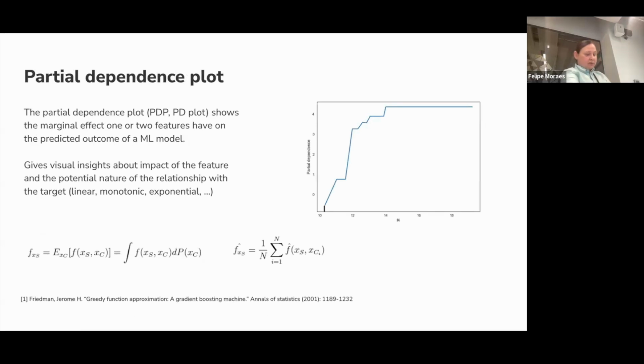So let me check the time. Okay, I will very briefly cover 3 main methods which can be useful for you. One of them I put first because people usually go directly to the Shapley value things and do not use the partial dependence plot. This method was proposed by Friedman, and it gives nice visual insights about the relationship between 1 or 2 features and the target.